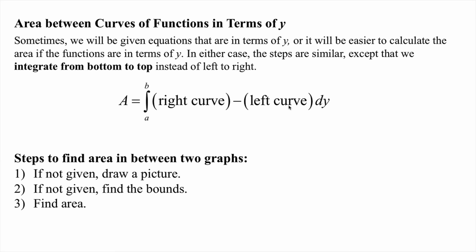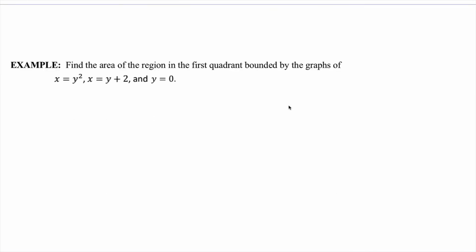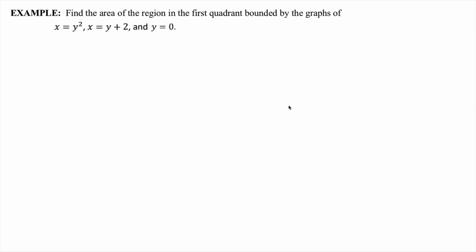Sometimes we will be given equations that are in terms of y, or it will be easier to calculate the area if the functions are in terms of y. In either case, the steps are similar, except that we integrate from bottom to top instead of right to left. It means the bounds are going to be top to bottom, or from bottom to top. So steps are still the same. Okay, so when do we use this method? This is one example.